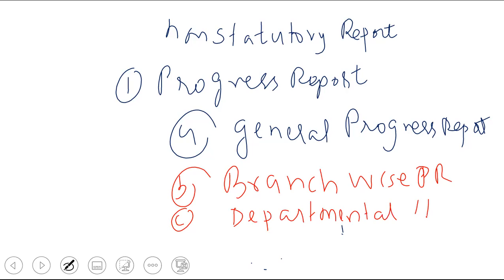Departmental progress report. What do you mean by departmental report? For example, you take production department. Every month the production department will give its progress report to its head. The general manager there, the next in charge. This month, what was our target? How much did we produce? If we have achieved the target, what is the reason? If we did not achieve the target, what is the reason?